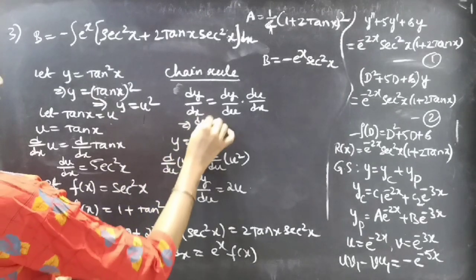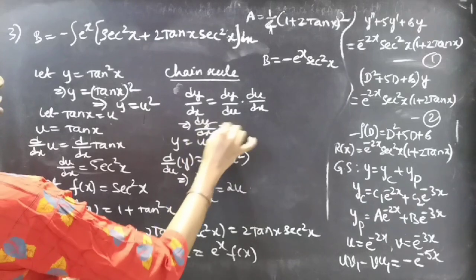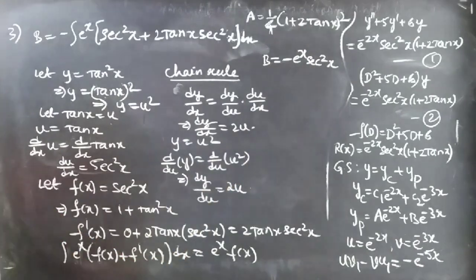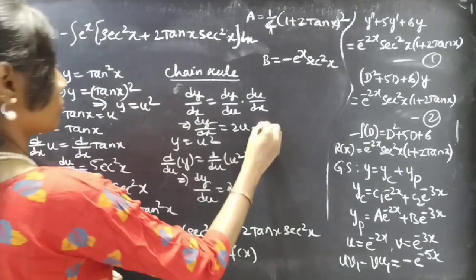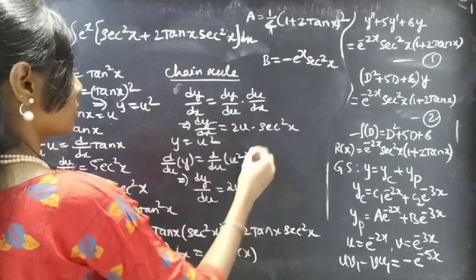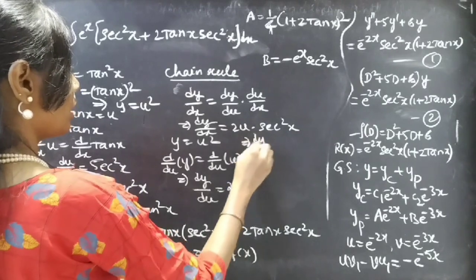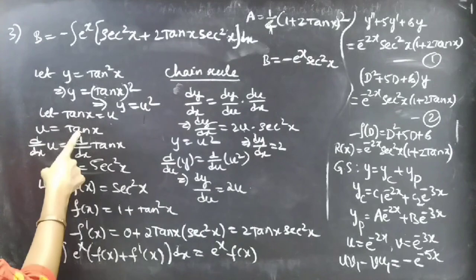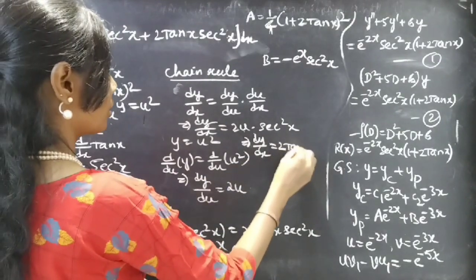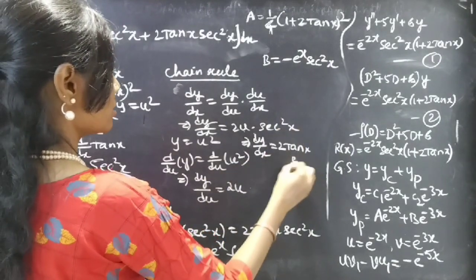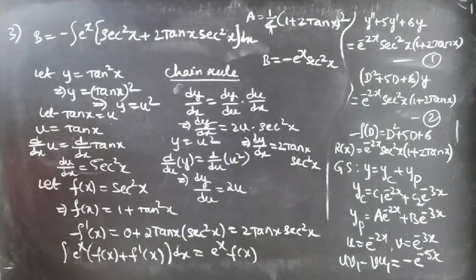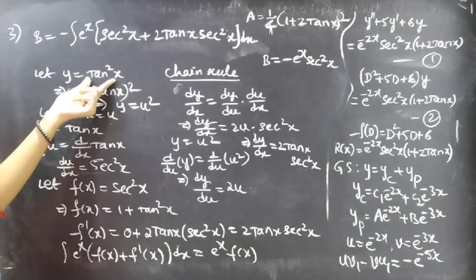Now substitute dy by du and du by dx here. We'll get 2u into secant square x. Again substitute u. We'll get dy by dx equals 2 into u, which is tan x, into secant square x, right? So therefore the derivative of tan square x is 2 tan x into secant square x.